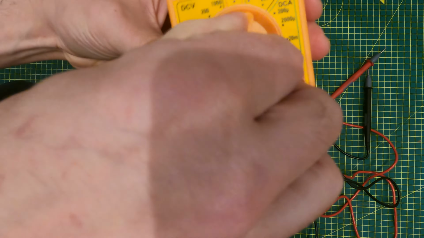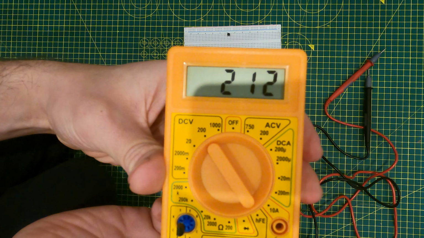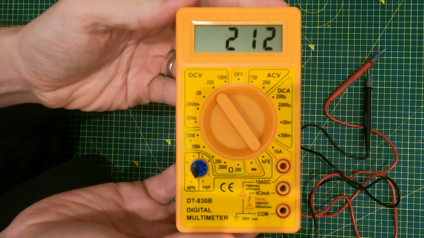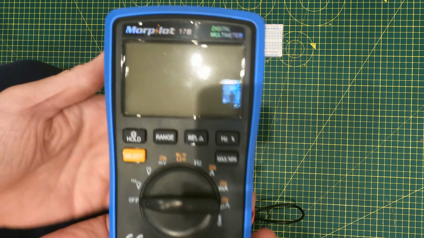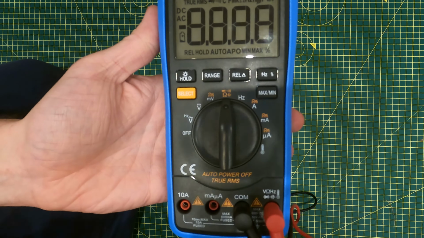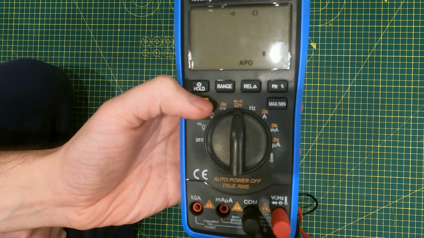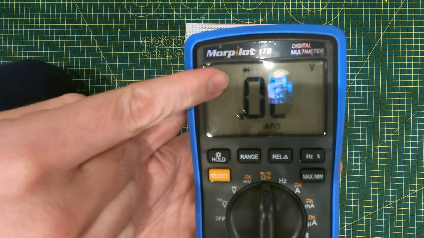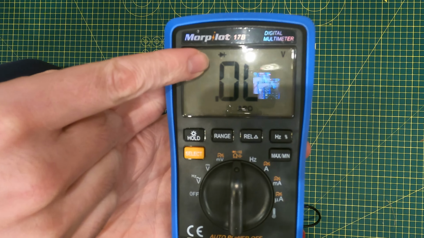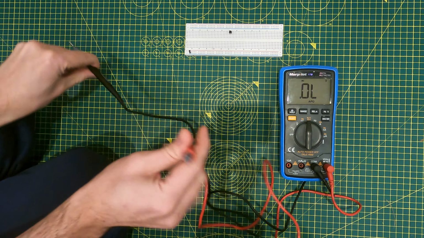And all you simply do is twist the dial to the HFE symbol and you get the value just there. Now if we don't have the HFE symbol on our multimeter, like this one doesn't, you can actually use the check diode symbol instead. So we'll cycle it to the correct feature and then we cycle through. We've got the check diode symbol just there, and then we can take our measurement of the transistor.